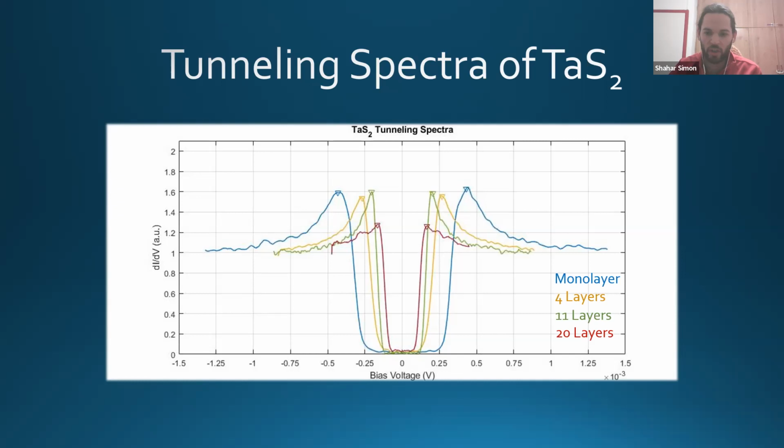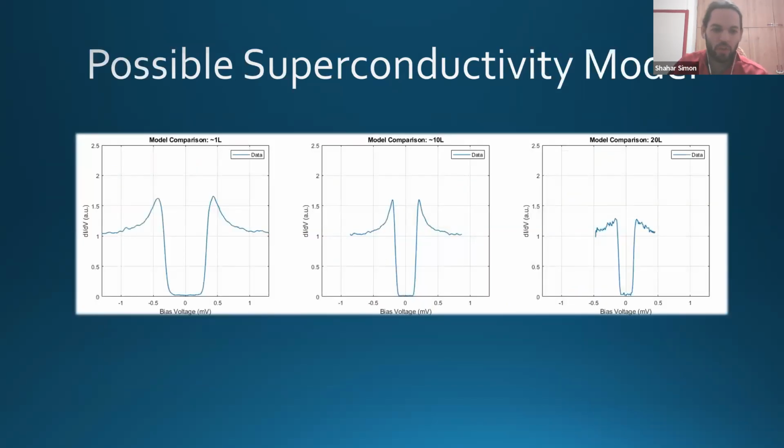And just so you get an idea of the size of this gap, this is the spectrum of NbSe2. So we're seeing here much smaller gaps in high resolution, and this made us very happy. So now that we have a density of states, we can ask what the model that describes it is. So here we're going to look at 1 layer, 10 layers, and 20 layers.